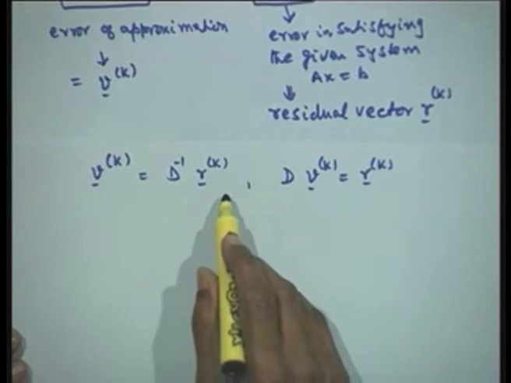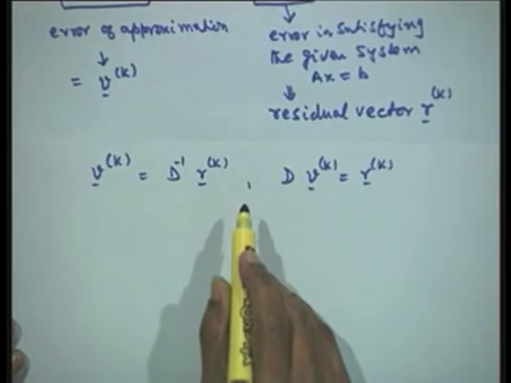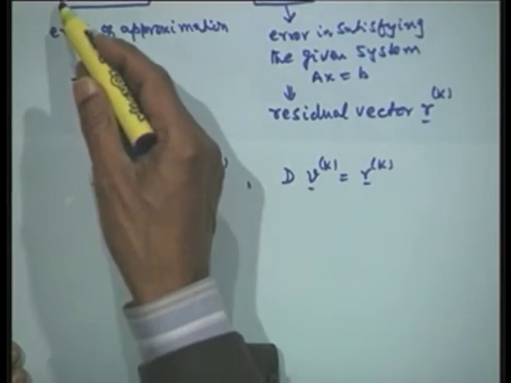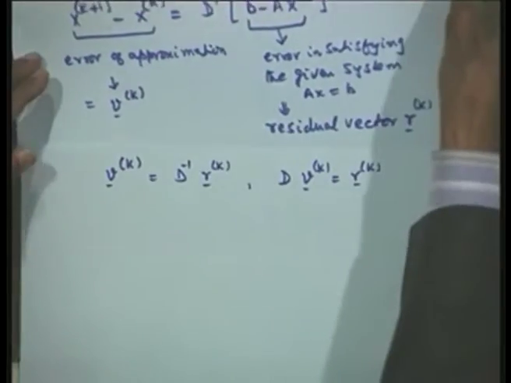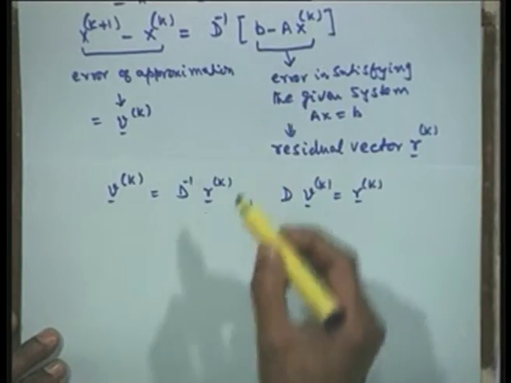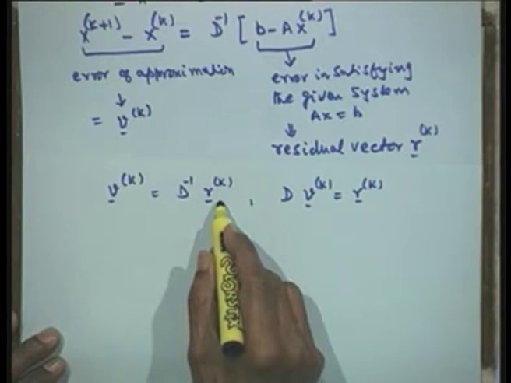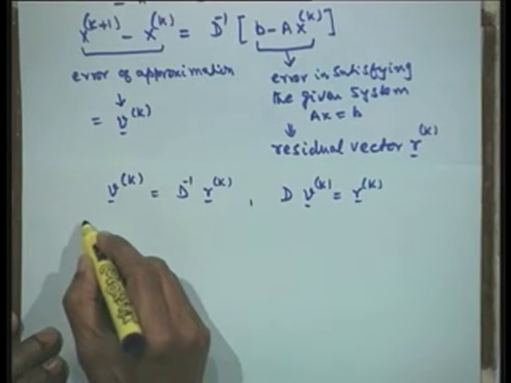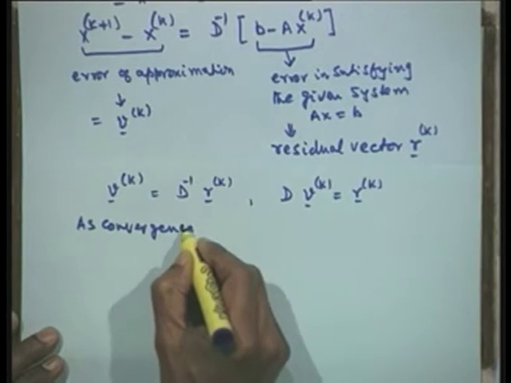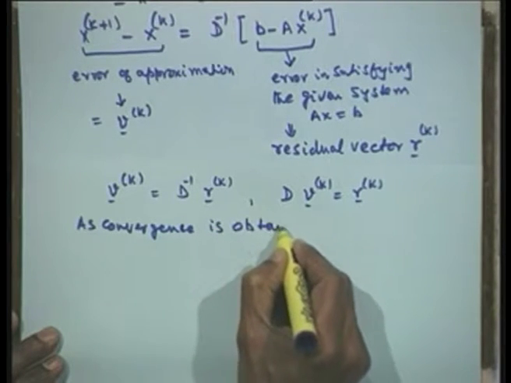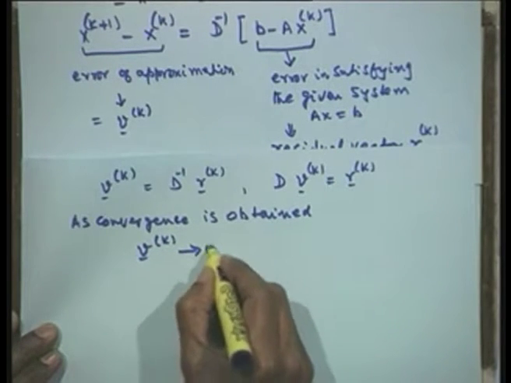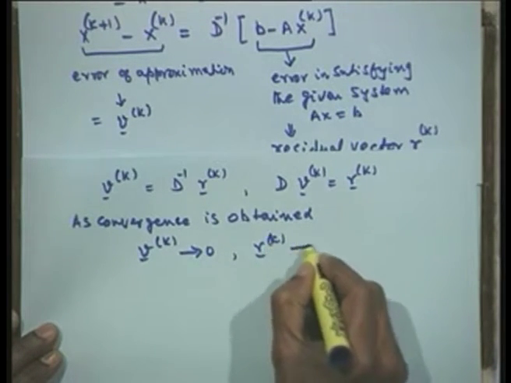Now, I would prefer this particular system to be solved computationally, because as convergence is achieved, x k plus 1 tends to x k, and a x k also tends to b. That means v k tends to 0 and r k also tends to 0. Therefore, as convergence is obtained, v k tends to 0, r k tends to 0.